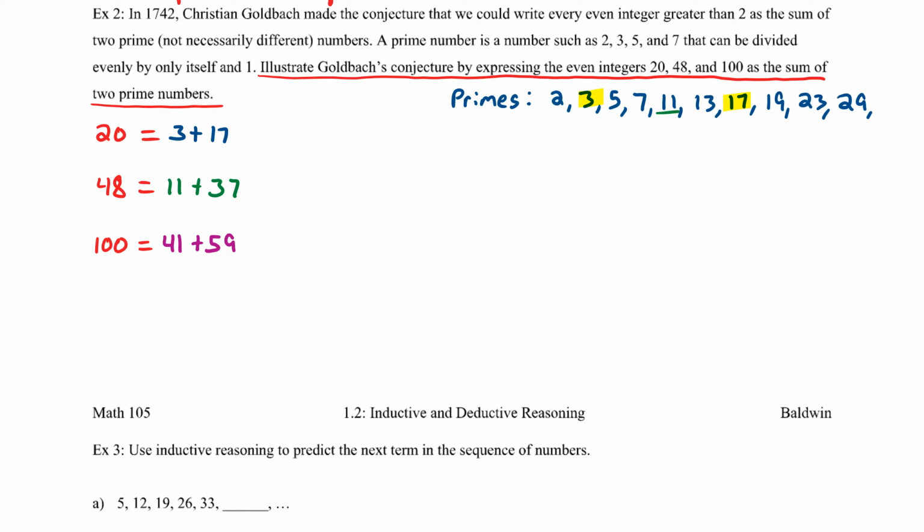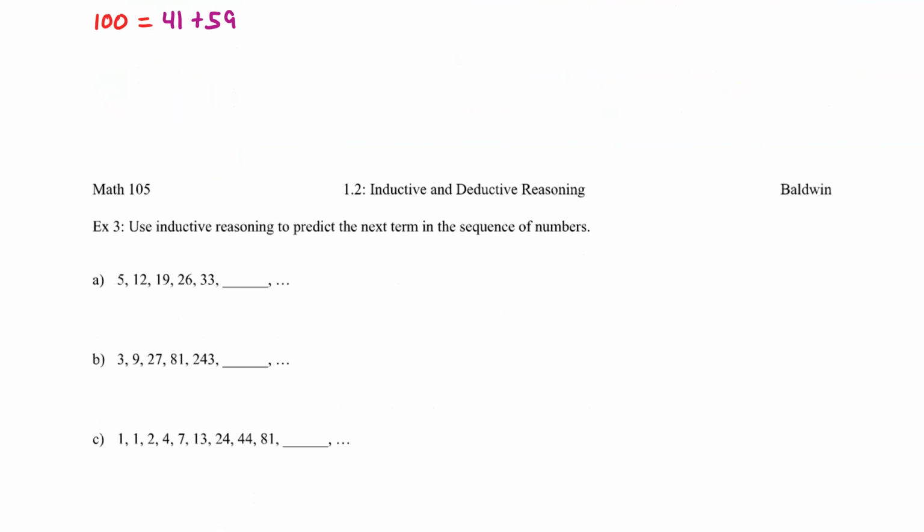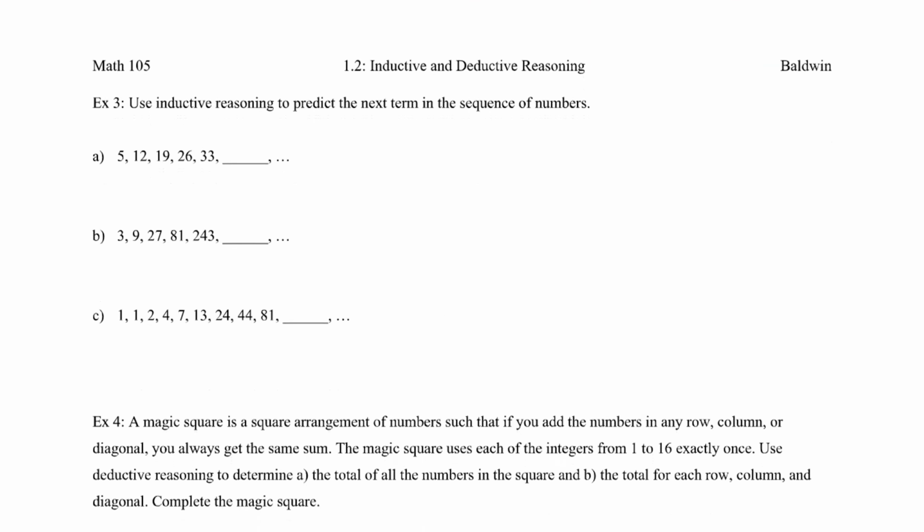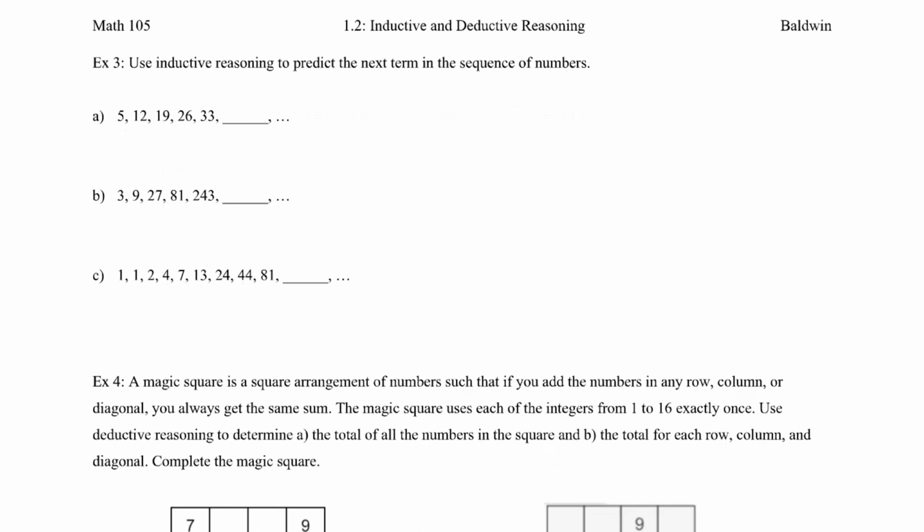We also have instances where we're going to need to use inductive and deductive reasoning for patterns and sequences. So that's what we want to use here. We're using our inductive reasoning because we're looking at observations and patterns. So we want to use our inductive reasoning to predict the next term in the sequence.